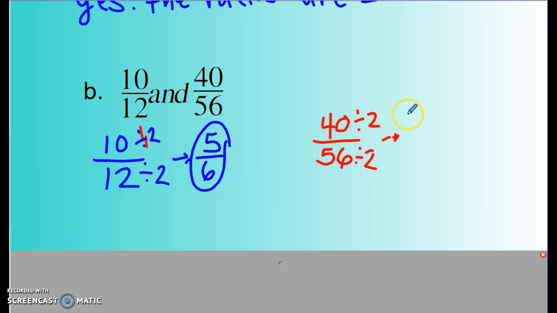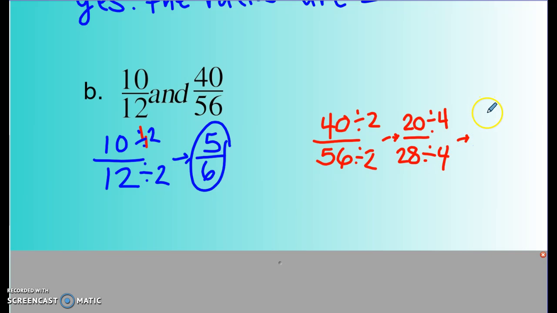40 divided by 2 gives me 20. And 56 divided by 2 gives me 28. Unfortunately, that wasn't good enough because we still have 2 even numbers. So this time I notice that these are both divisible by 4. So I'm going to jump right into dividing them both by 4.